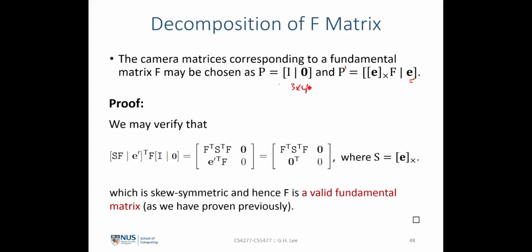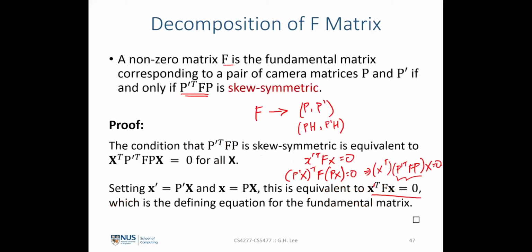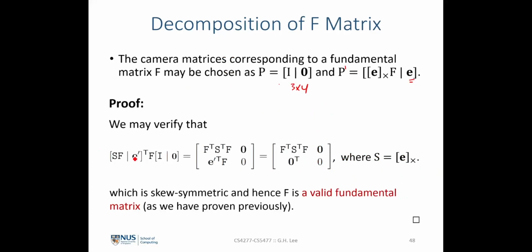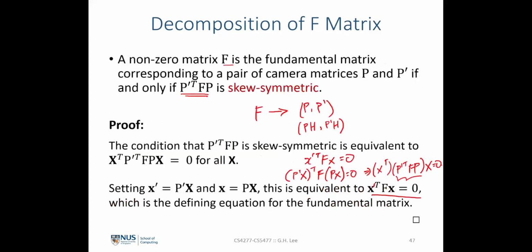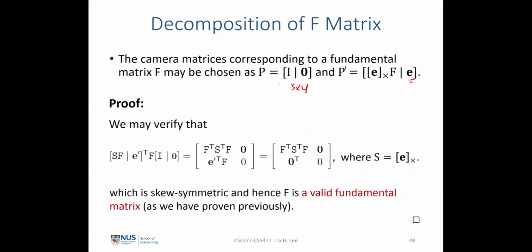You can actually verify that this pair of camera matrices gives rise to a skew symmetric matrix, which is shown here: P prime transpose multiplied by F multiplied by P. It must be a skew symmetric matrix. We can easily show this by substituting this particular equation. So starting from P prime transpose F multiplied by P, where P prime here is simply this, so this is the epipole of the second view. So what it means is that we'll have to substitute this into this equation, where this is the form that we get here.